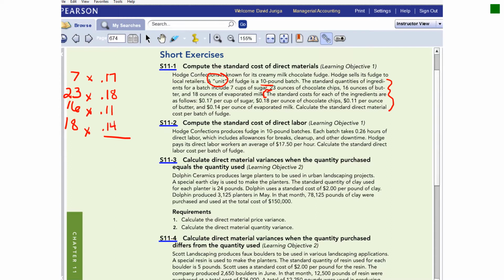You'd multiply that out. Once you multiply all of these standards together, you add them up, and that would be the standard cost for the direct materials. Again, we'll show you this exact answer on the next slide, but I wanted to walk you through the basics of what you're looking for.